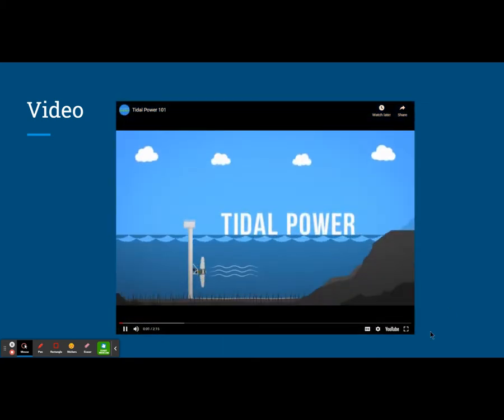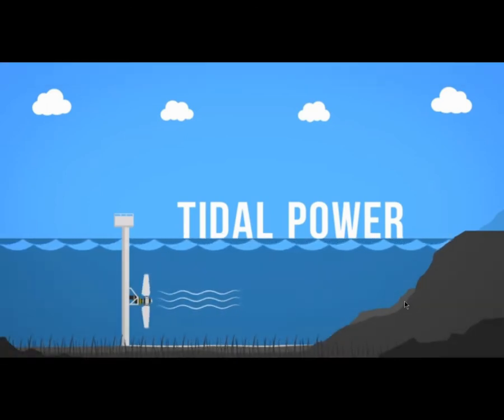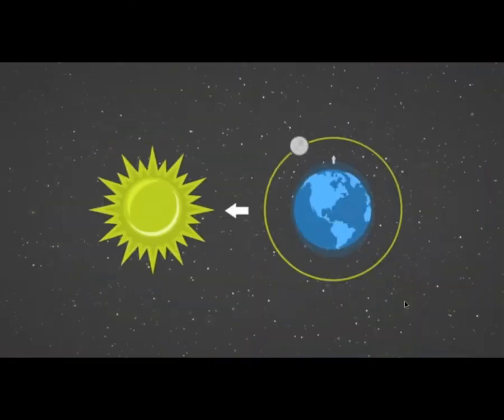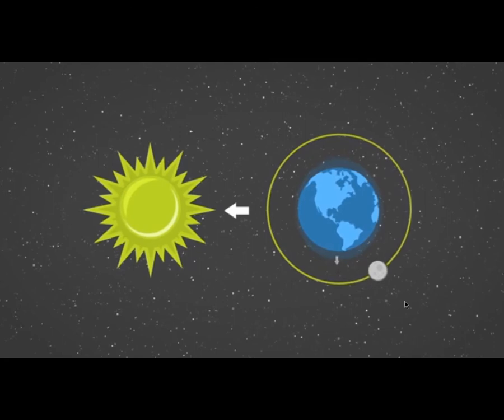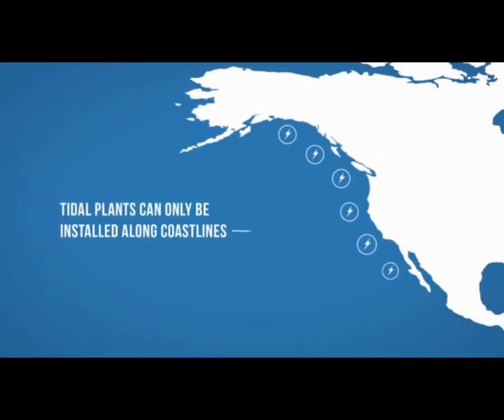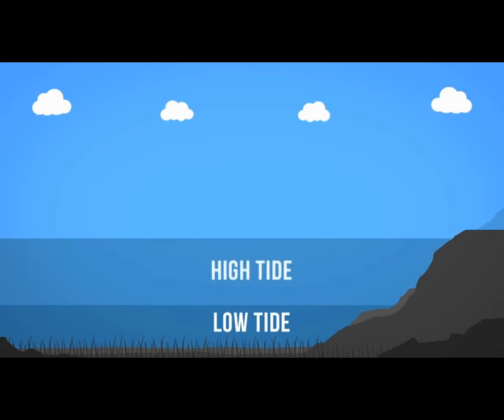Tidal power. Tidal power is a form of hydropower that converts the energy from the natural rise and fall of the tides into electricity. Tides are caused by the combined effects of gravitational forces exerted by the moon, the sun, and the rotation of the Earth. Tidal plants can only be installed along coastlines. Coastlines often experience 2 high tides and 2 low tides on a daily basis. The difference in water levels must be at least 5 meters high to produce electricity.